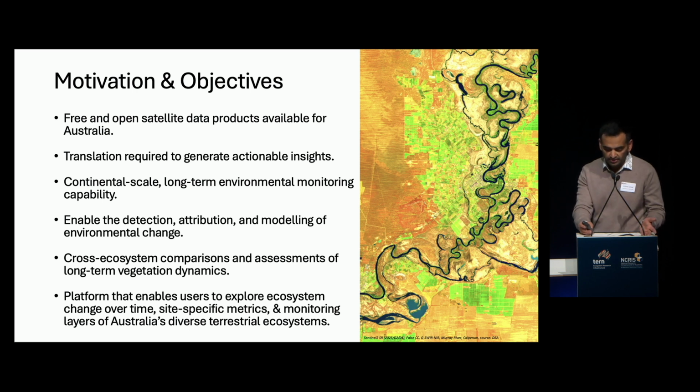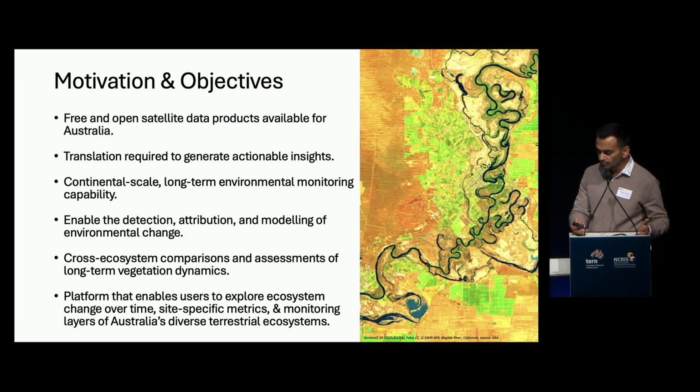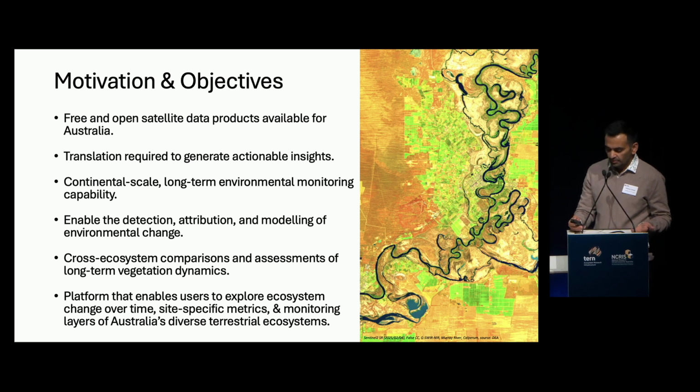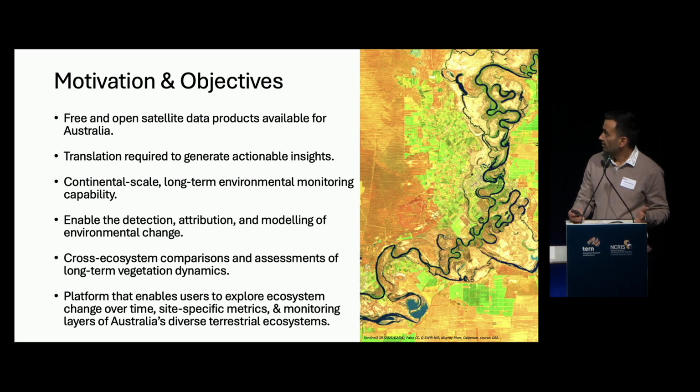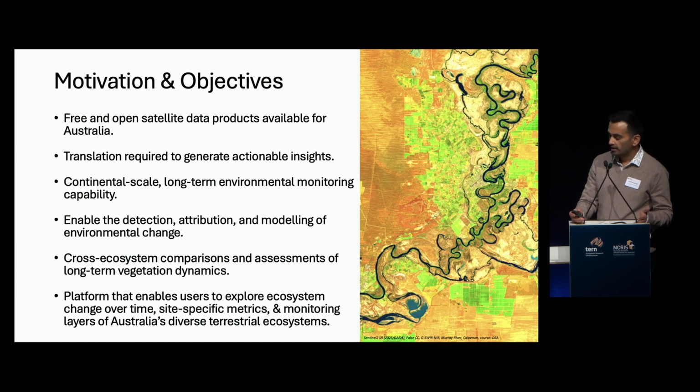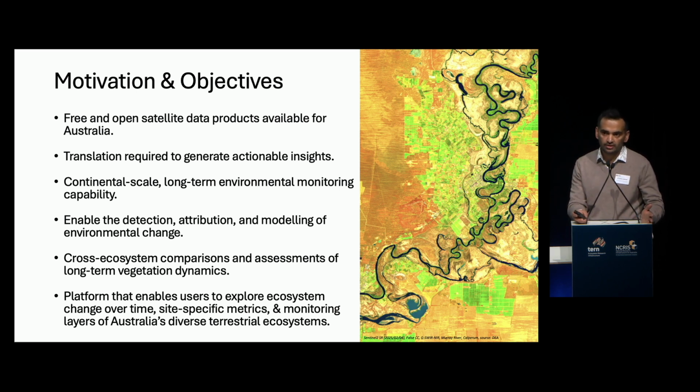So for Australia, there's quite a lot of free open source data sets that we can freely access and use the way we want. And from those data sets, we can generate quite a bit of meaningful info that can be used for ecological applications, field planning, forest management, and so on. So why is that important? Definitely for continental scale long-term monitoring of the ecosystems. And what that does is that enables us to detect, attribute, and model the change happening in any site or any location.